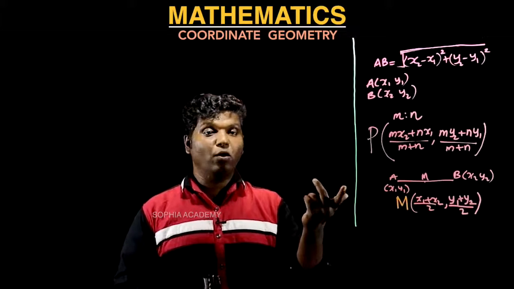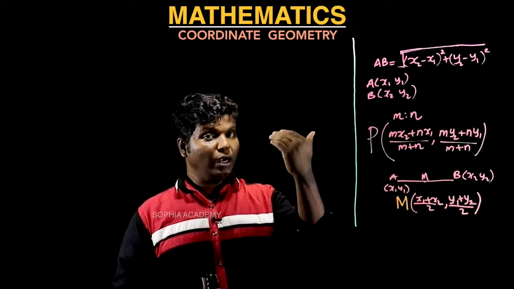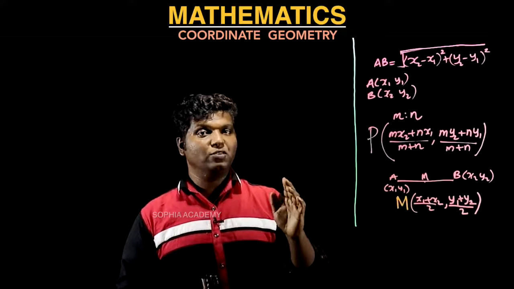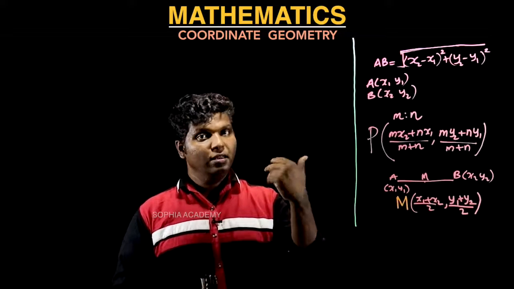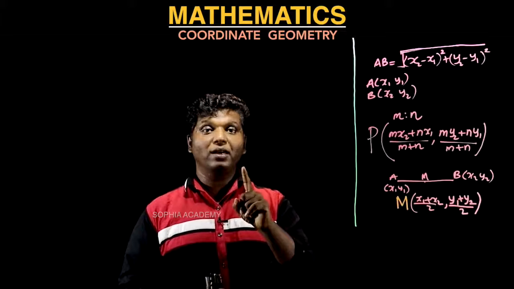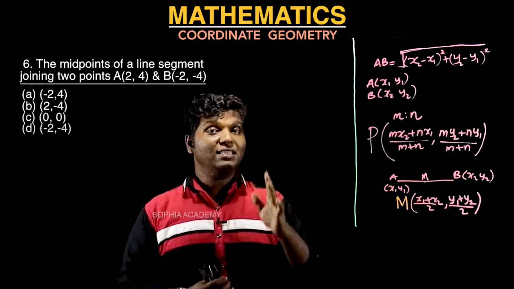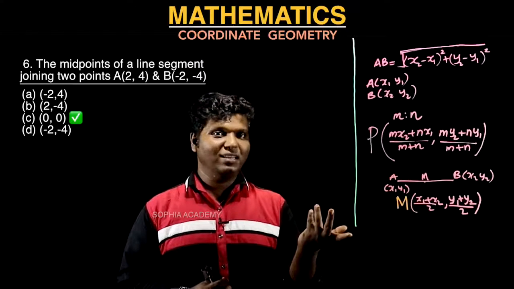Now let us discuss about the y coordinate. What about the y coordinate of A? It is 4. What about the y coordinate of B? It is minus 4. 4 plus minus 4, 0. 0 divided by 2, again 0. So the point is 0, 0. So we can say the midpoint is 0, 0. That's it. You got the answer.